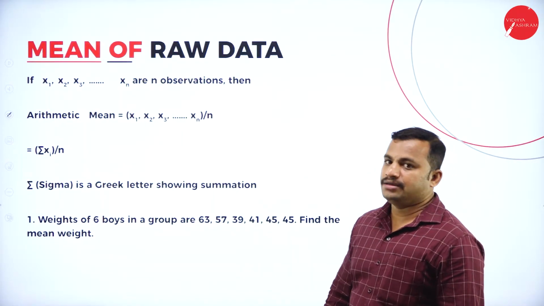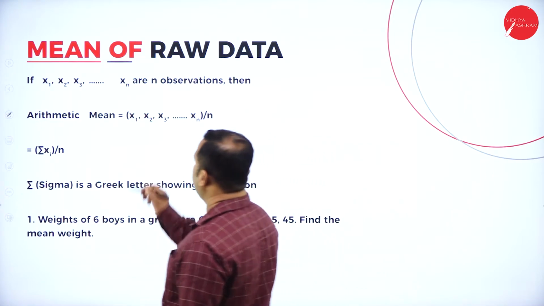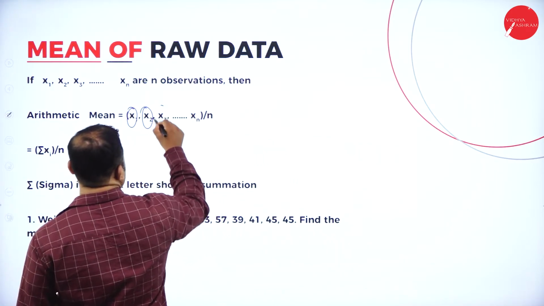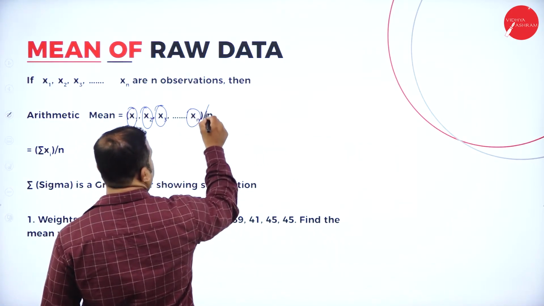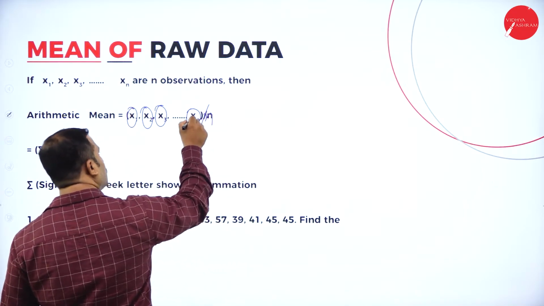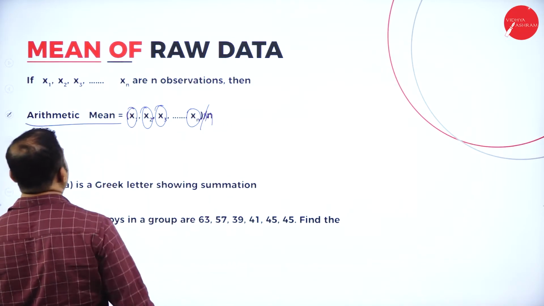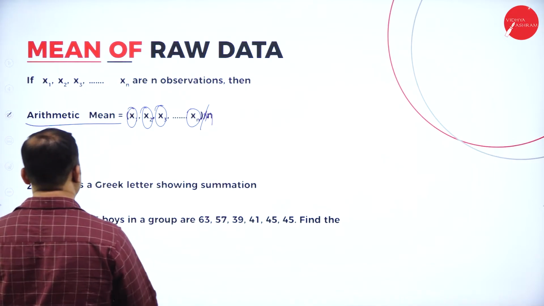Mean of raw data. Here is an example for this. We have the sample x1, x2, x3, and so on up to xn, which is divided by n, where n indicates the total number of items, which gives me the mean. That is the arithmetic mean.